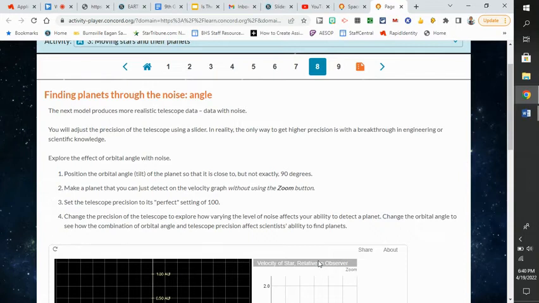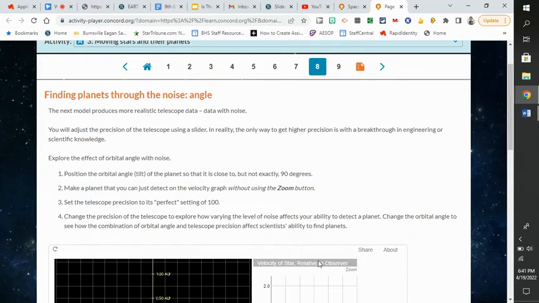We're almost done. This one is called Finding Planets Through the Noise, Angle. The next model produces more realistic telescope data with noise. You will adjust the precision of the telescope using a slider. In reality, the only way to get a higher precision is with a breakthrough in engineering or scientific knowledge. Explore the effect of orbital angle with noise.